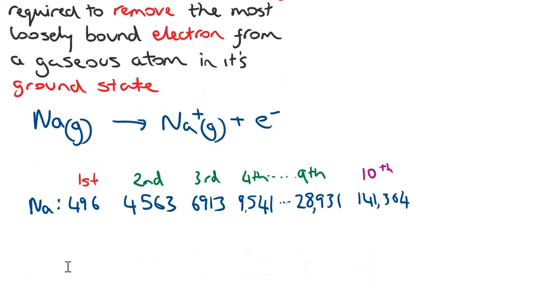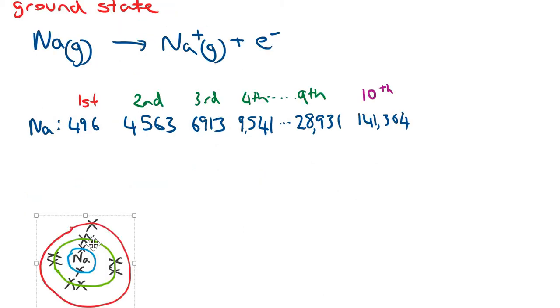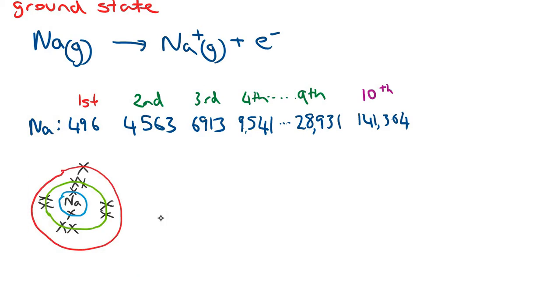To understand this in a bit more detail, we're going to have a quick look at the electron shell structure for sodium. We know that the first electron to be removed is this electron here. It's on the outer shell, and that has an energy of 496 kilojoules per mole.